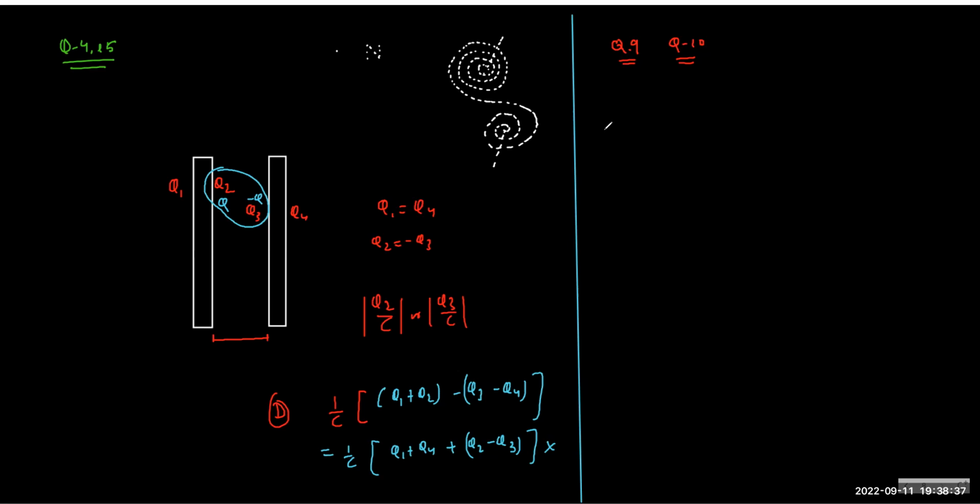Question number 9 is done. Anyone getting 9? 10? So 9, this is all similar, the same method. In 9 we have two dielectrics. We have done this question in class itself. One of these two dielectrics is air. If nothing is mentioned, it means it is air, right? For air, what is the K? 1. Do it, try.